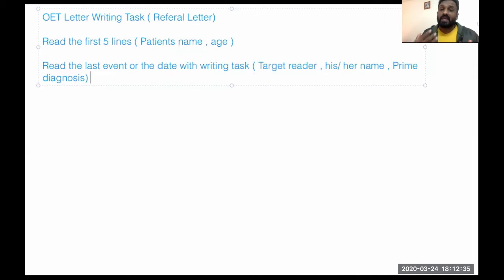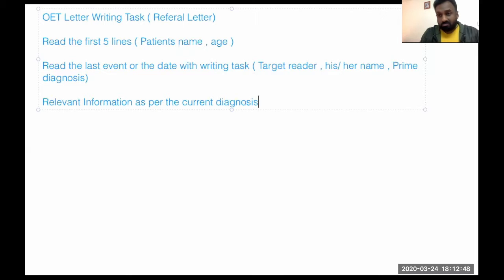Then it becomes very easy for you to choose information, because we need to have relevant information as per the current diagnosis which is given to you. If you want relevant information, you need to understand the target reader's point of view. This has to be very clear in your mind. Now, I will be sharing live case notes in front of you. We can go through it, understand how to segregate information and how to plan to write a letter. This is what we'll be doing today.